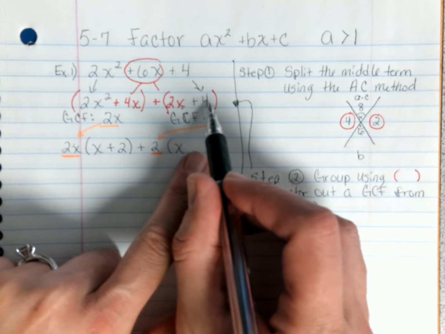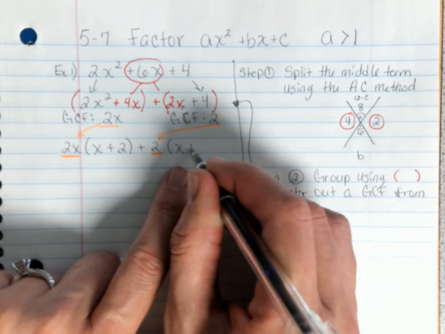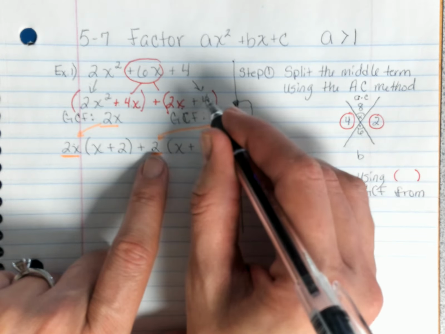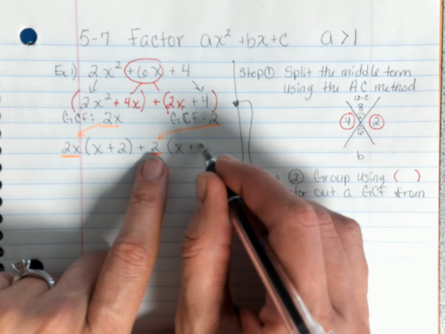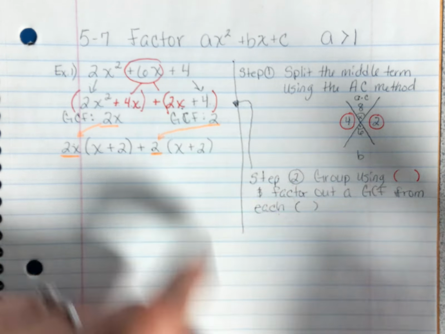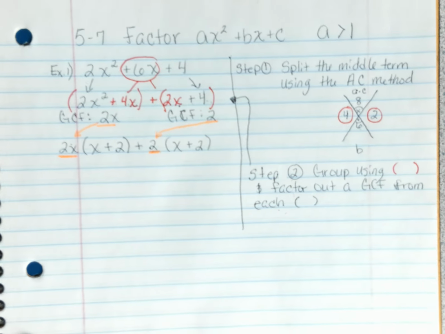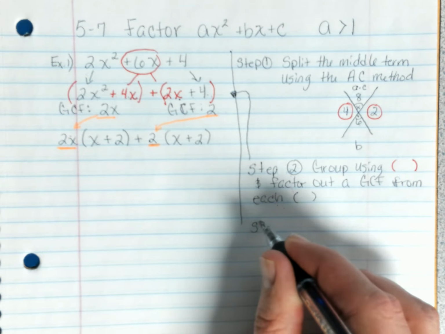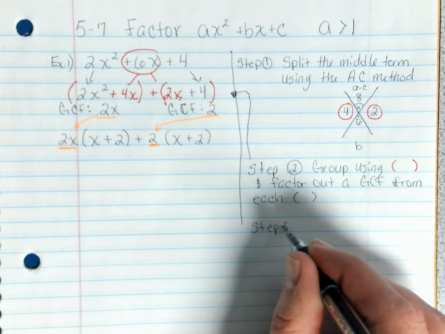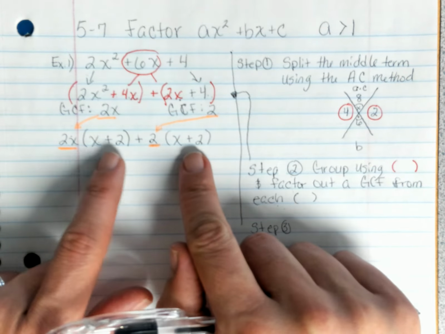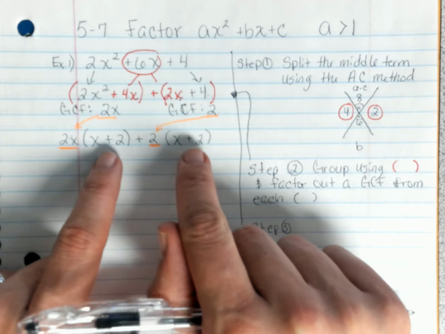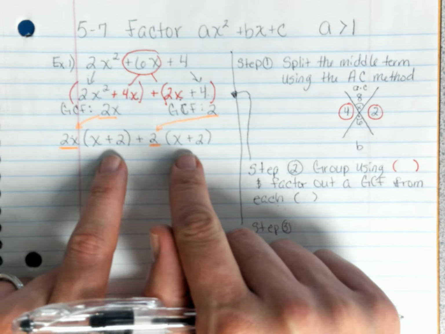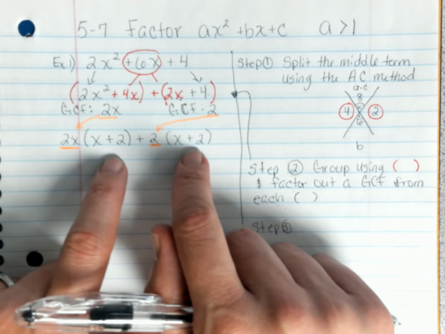And then for the next part, we have our plus sign. We're going to bring it down. 2 times what is 4? 2 times 2 makes 4. And I want you to go ahead and look at that. Do you notice anything repeating? Hopefully you notice that x plus 2 and x plus 2 repeats. And there's a reason for that. If it doesn't repeat, you did it wrong.